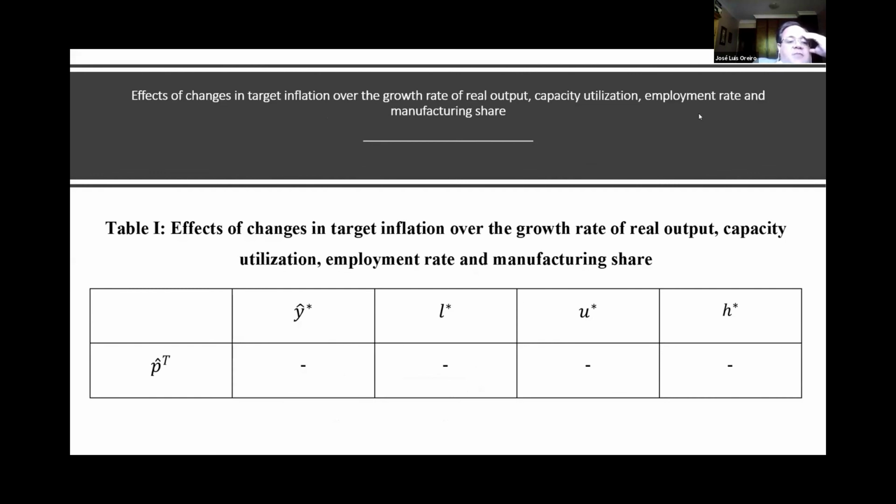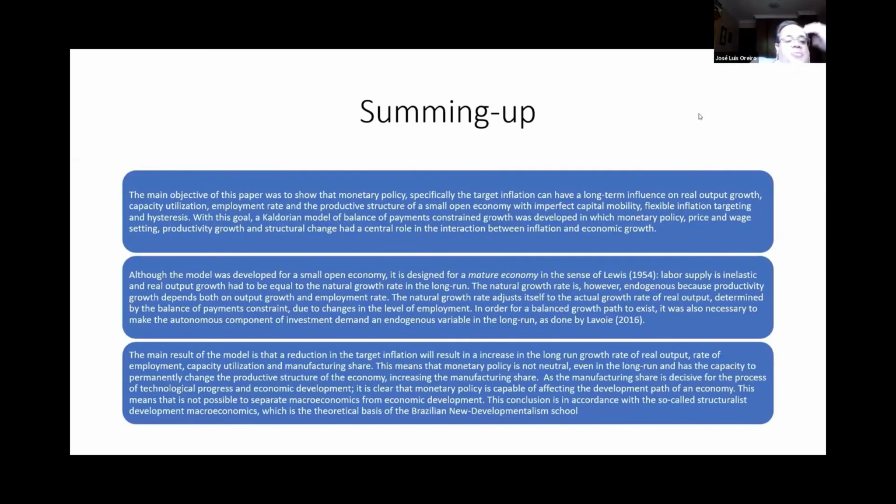And finally, table 1 represents the effects of changes in inflation targeting on the growth rate of real output, capacity utilization, employment rate, and manufacturing share. We show that a decrease in target inflation will increase the growth rate of real output, the steady state level of rate of employment, the steady state level of capacity utilization, and the steady state level of manufacturing share in GDP.